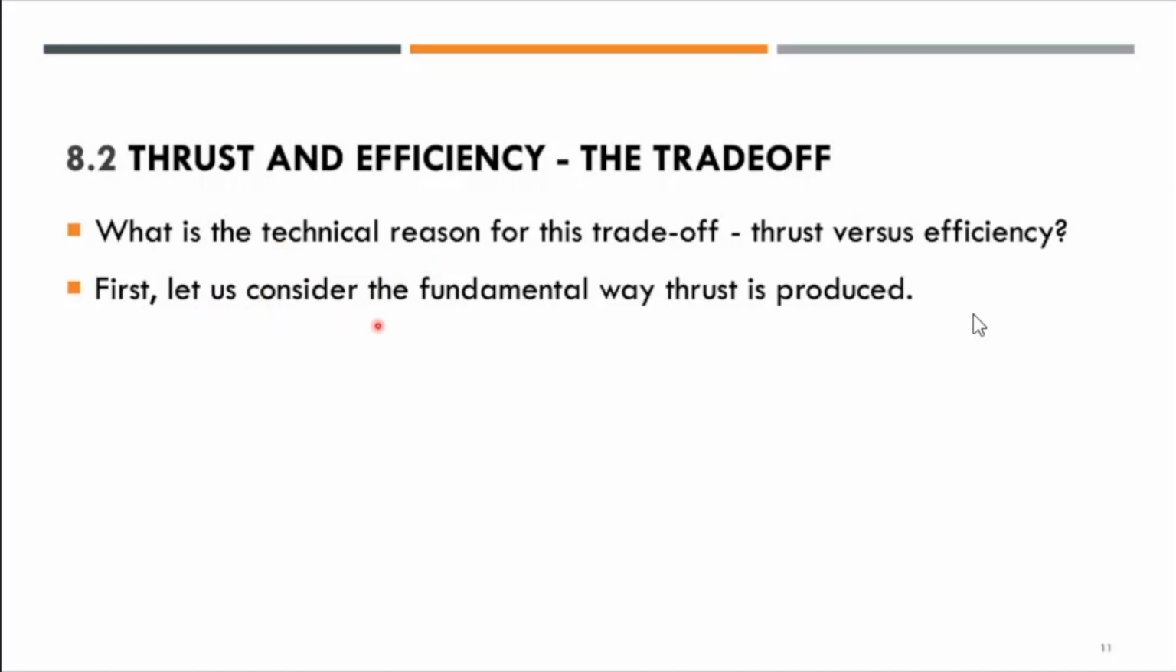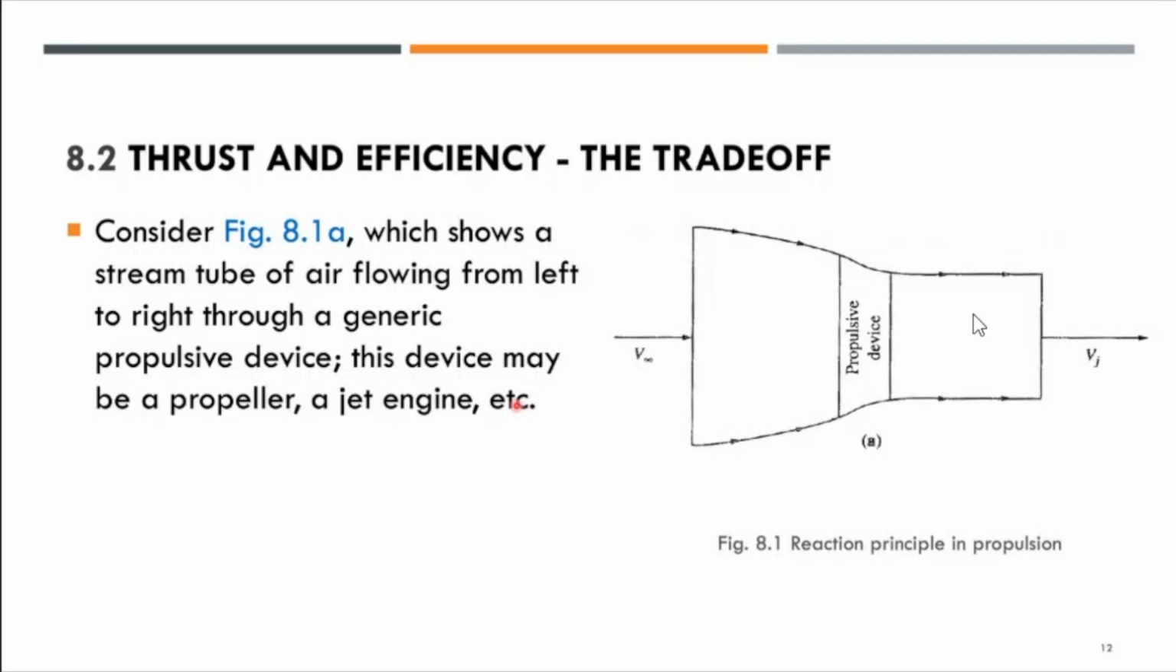At first, let us consider the fundamental way thrust is produced. If we consider this particular figure, a reaction principle in propulsion, it shows a stream tube of air flowing from the left to the right. The free stream velocity, V infinity, we will use V infinity a lot in this subject, and Vj represents the jet velocity. Take note that Vj is the jet velocity coming out from the propulsive device.